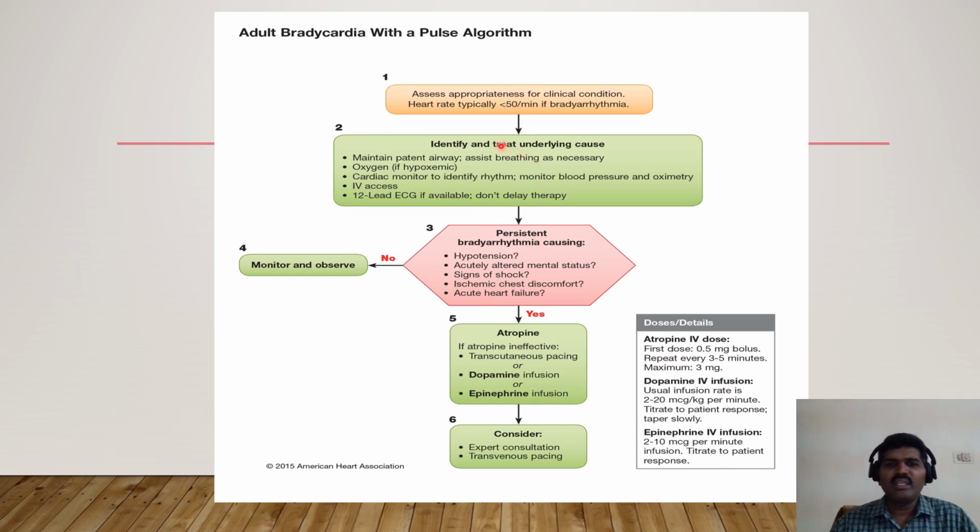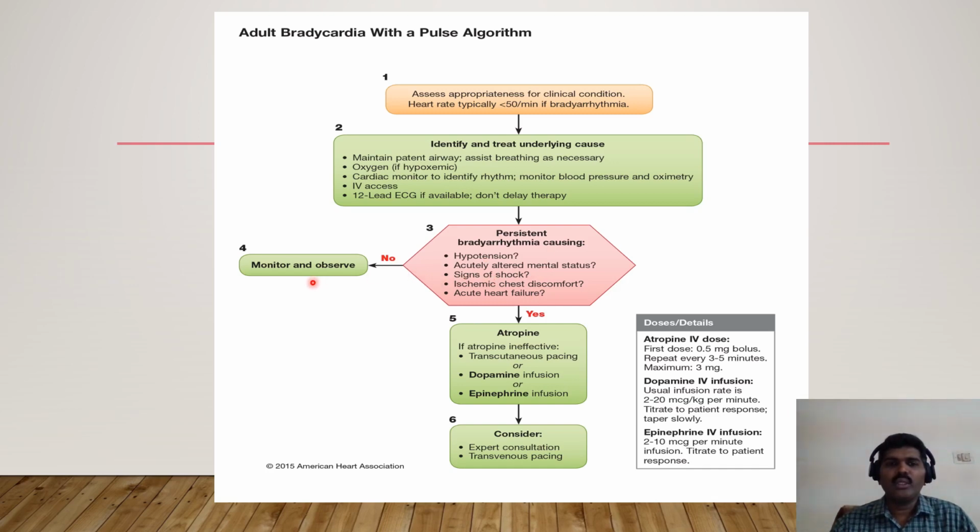So even after you have normalized the blood pressure and oximetry, if there is persistent bradyarrhythmia causing one of the 5 features of instability. What are the features of instability? Hypotension, yes, hypotension caused by bradycardia, acutely altered mental status, any signs of shock, ischemic chest discomfort, acute heart failure. If any of these features are present, the patient is said to be unstable. If none of these features are present, the patient is said to be stable.